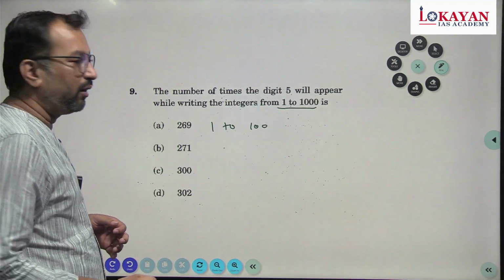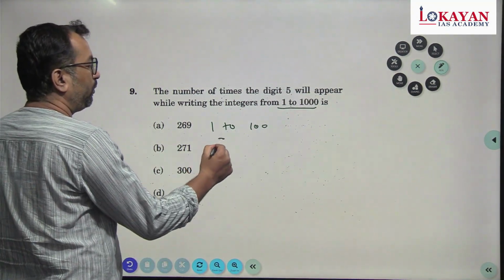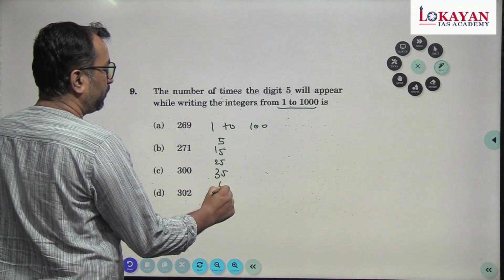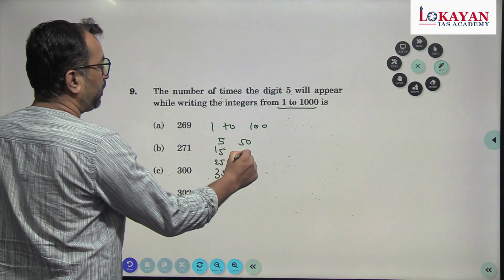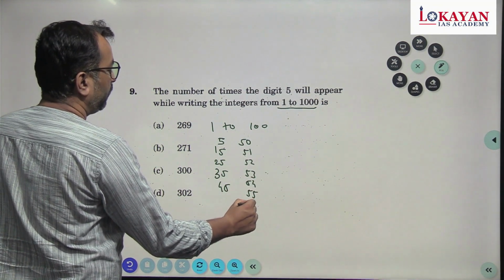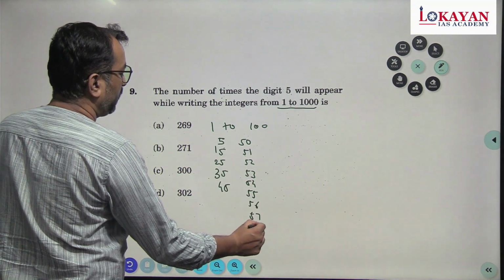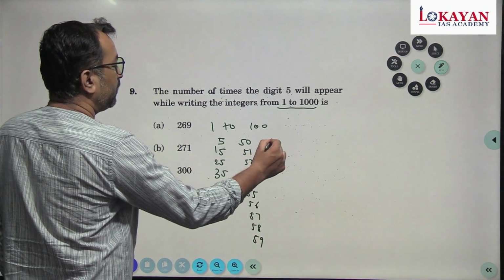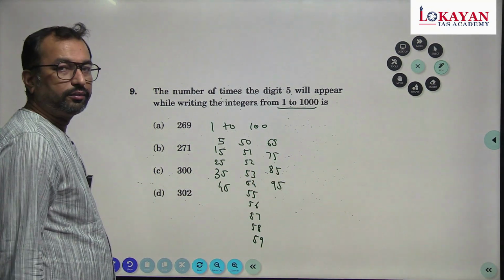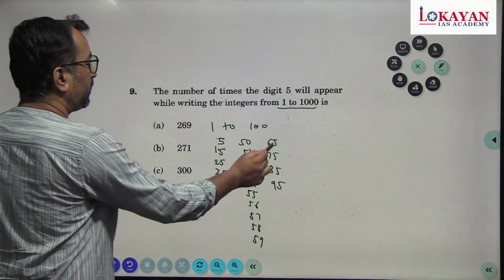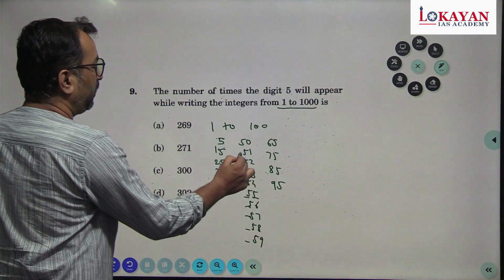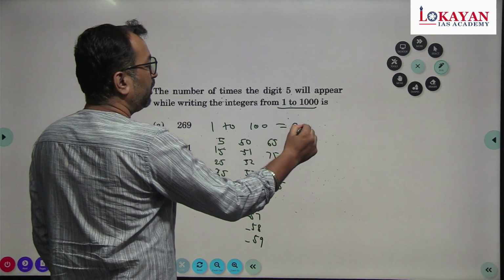So how many numbers are there which contain 5? So it is 5, 15, 25, 35, 45, right? 50, 51, 52, 53, 54, 55, 56, 57, 58, 59, 65, 75, 85, 95. Right? So how many numbers? 1, 2, 3, 4, 5, 6, 7, 8, 9, 10, 11, 12, 13, 14, 15, 16, 17, 18, 19, 20. So between 1 to 100 there are 20 5s.